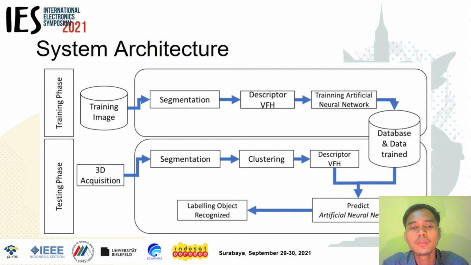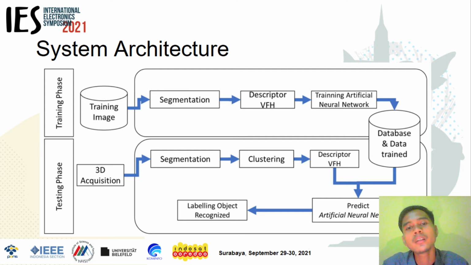And next, we remove all unnecessary parts using the segmentation. And then we extract the features using the descriptor VFH, that means viewpoint feature histogram. And then we train using an artificial neural network method. And we got the result for the trained model, and we store it in the database.